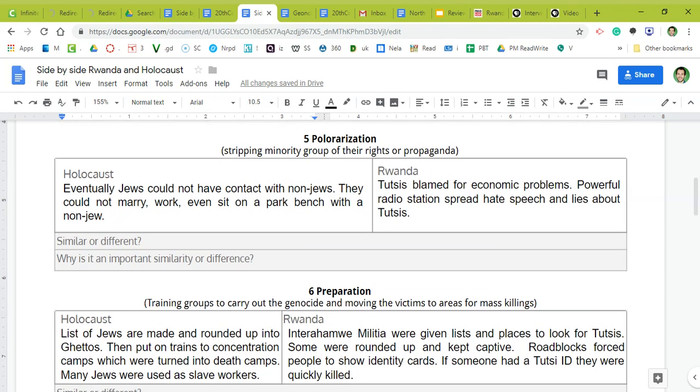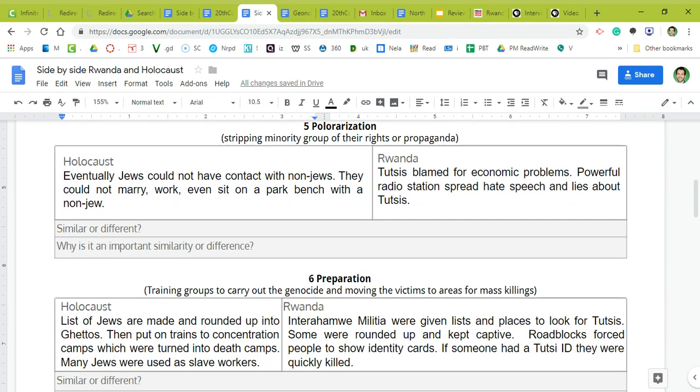Polarization. Eventually, Jews could not have contact with non-Jews. They could not marry, work, or even sit on a park bench with a non-Jew. Rwanda, Tutsis were blamed for economic problems, for money. Powerful radio stations spread hate speech and lies about Tutsis. Like they'd say they were spies and things like that. So was the polarization done similarly or was it done differently? Okay.